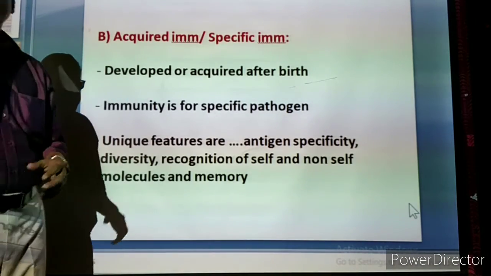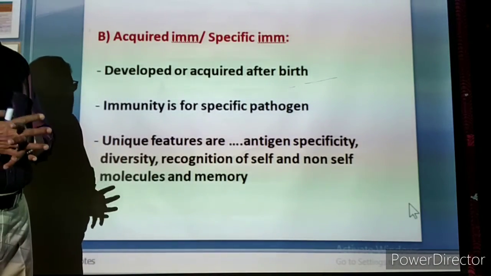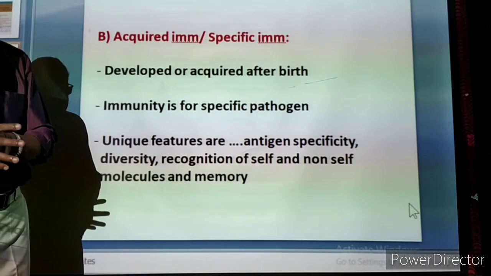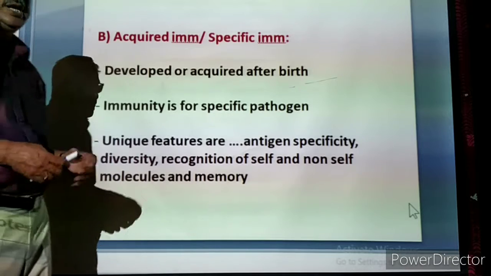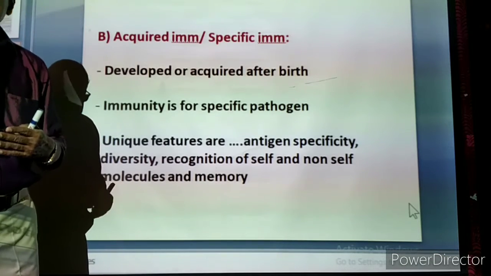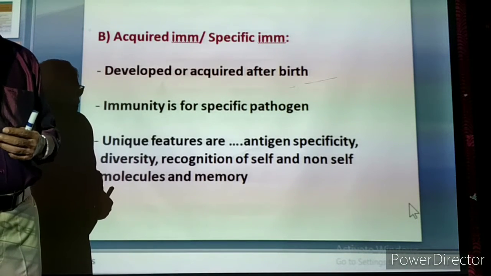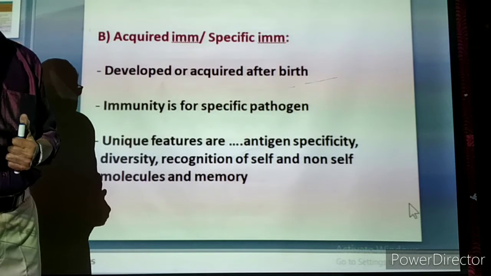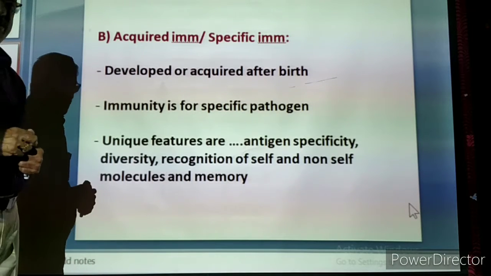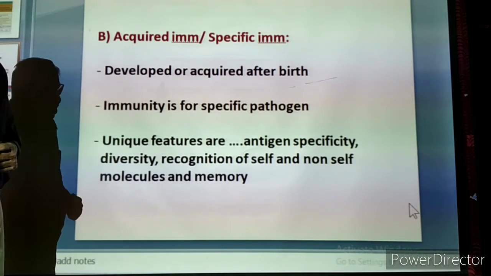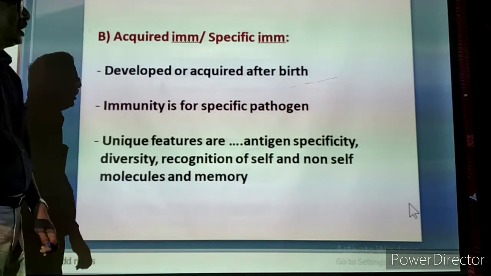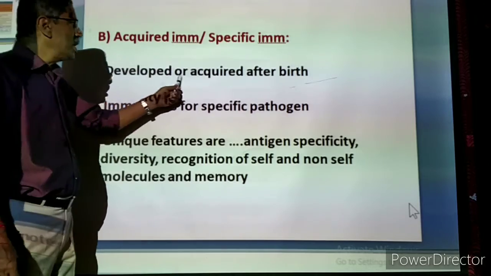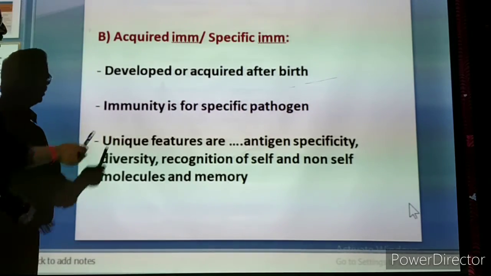As I told already, when the child is born, the child has 20 to 25% of immunity. That is called natural immunity, or innate immunity. But when the child is growing after birth, little by little, one by one, new immunity and resistance will be developed. Such immunity, which is developed newly after birth, is called acquired immunity. Developed or acquired after birth.